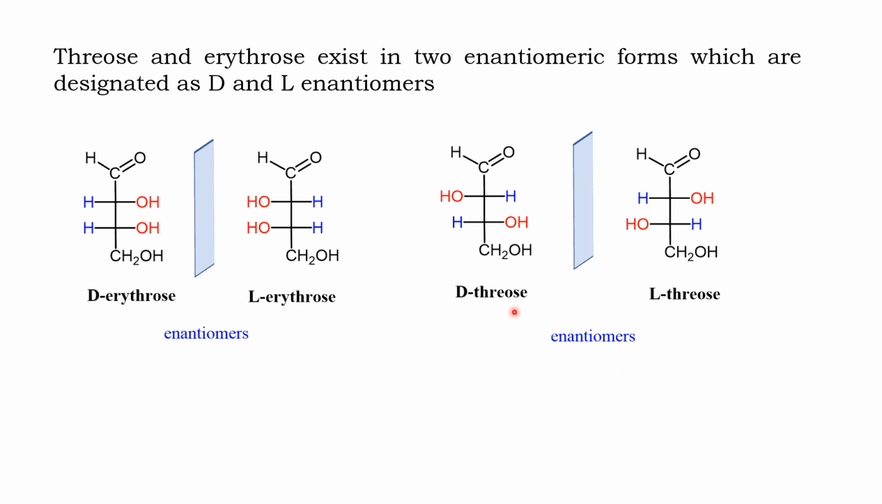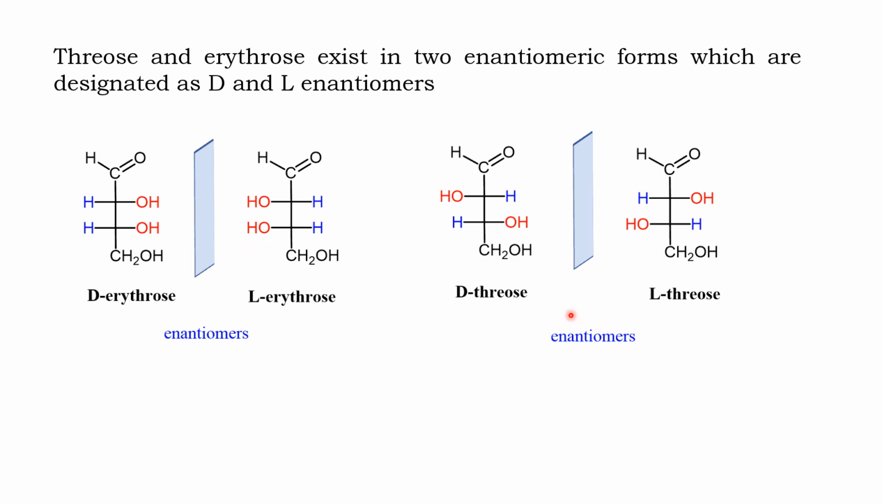Threo molecules are molecules in which the same substituents are on opposite sides. D molecule means the OH group is on the right hand side. L molecule means the OH group is on the left hand side. So among the two erythros, there is a D erythro and an L erythro. Why? Because in D erythro, the OH group is on the right hand side. In L erythro, the OH group is on the left hand side.